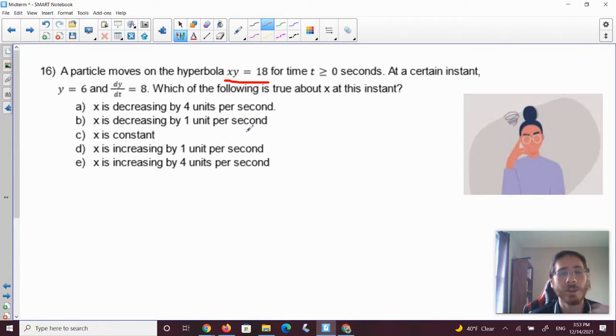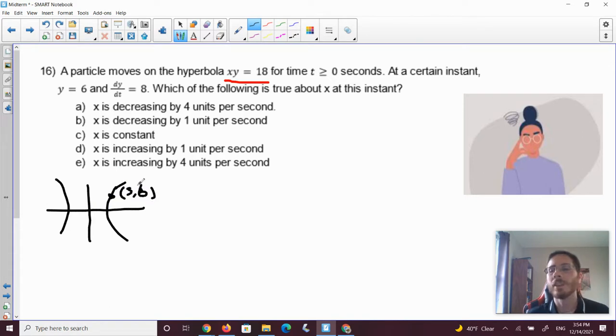This is a related rates question, so we are going to do a little bit of dy/dt. So we've got our particle, and it's moving on a hyperbola such that x times y equals 18. We're at y equals 6, so that means x is going to have to be kind of up here, at 3. We've got (3, 6), and the reason for that is because 3 times 6 would be 18.